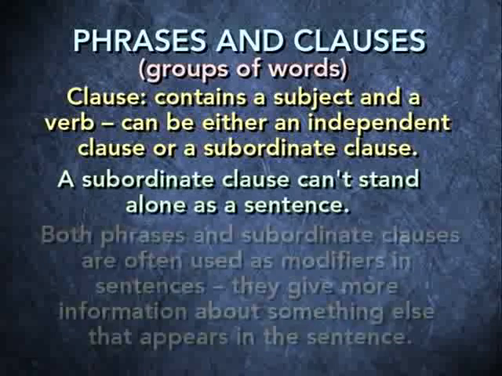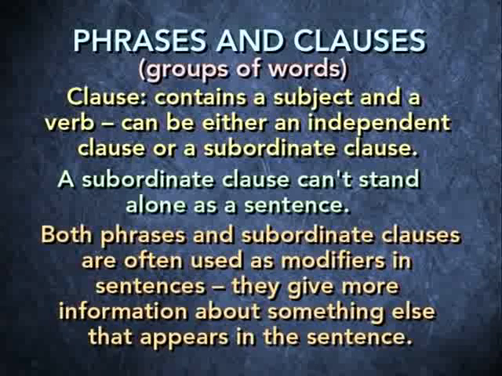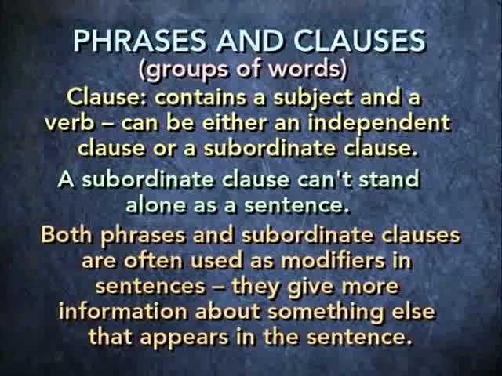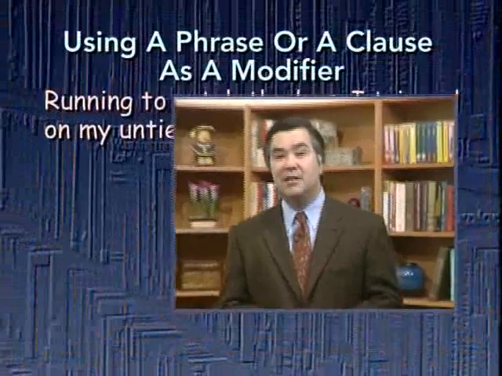Now, as we'll see in a moment, both phrases and subordinate clauses are often used as modifiers in sentences. In other words, they give more information about something else that appears in the sentence. In that sense, these phrases and clauses are being used very much like adjectives and adverbs. And there are a couple of special problems that can sometimes arise when phrases and clauses are used as modifiers. First, let's look at a couple of examples of how a phrase and a clause can be used as a modifier. Take a look at this sentence.